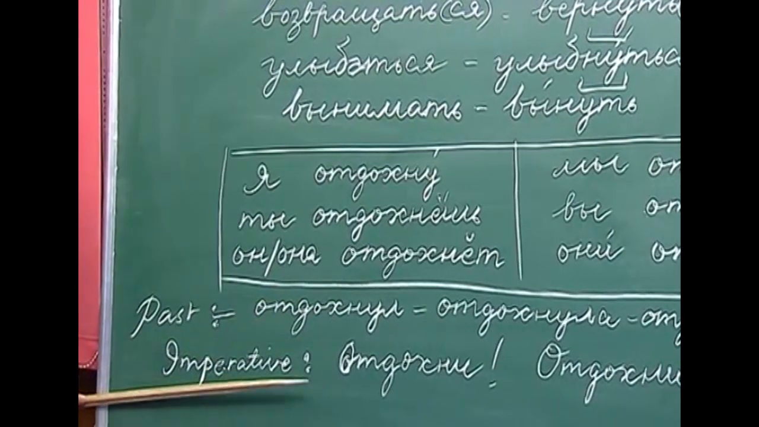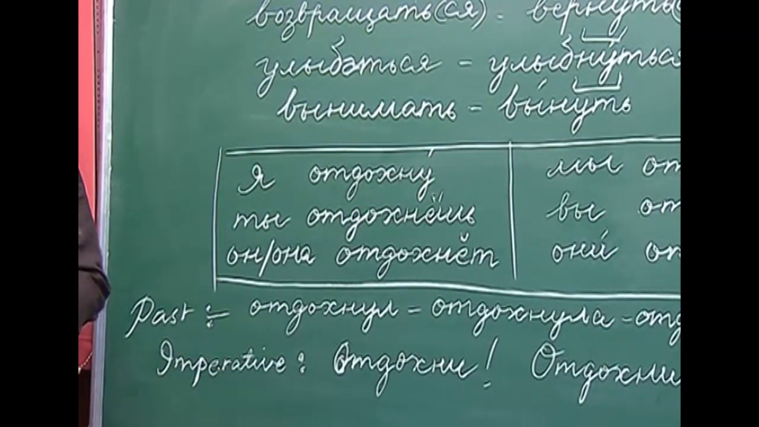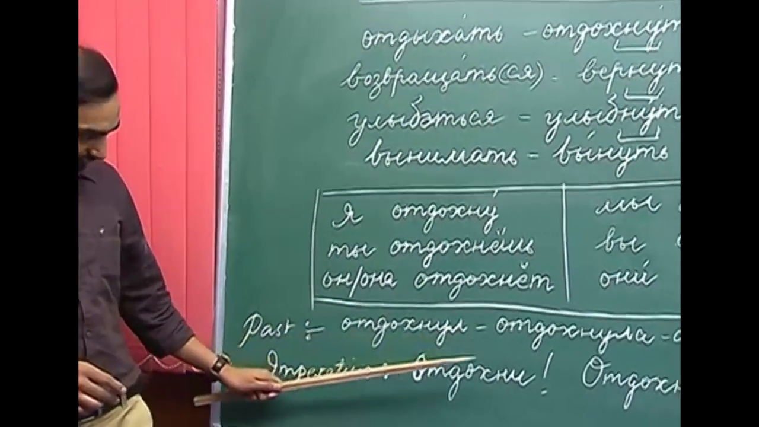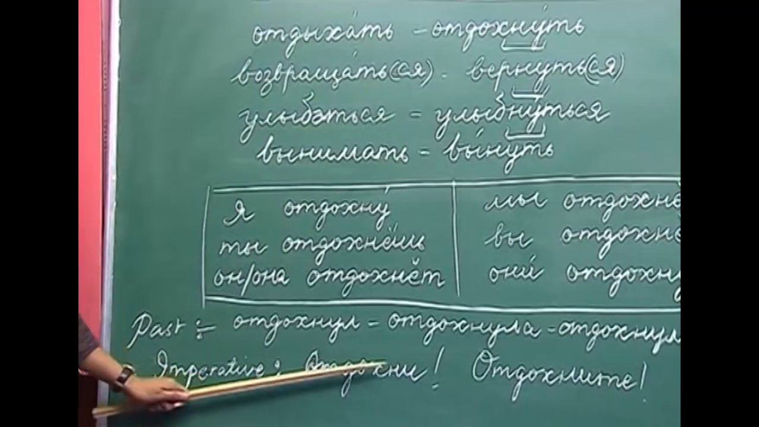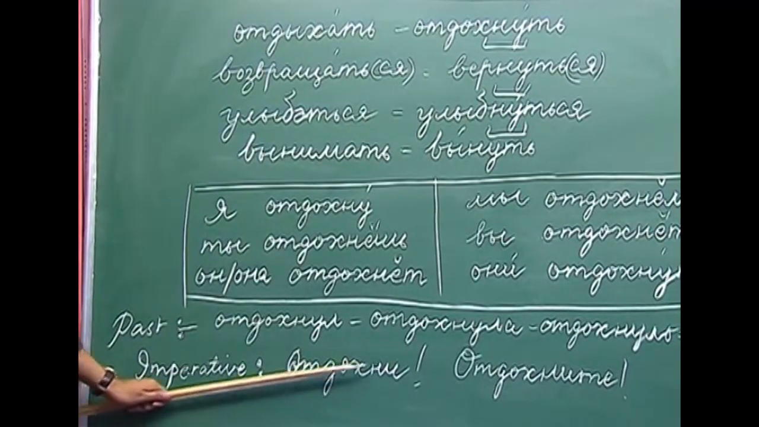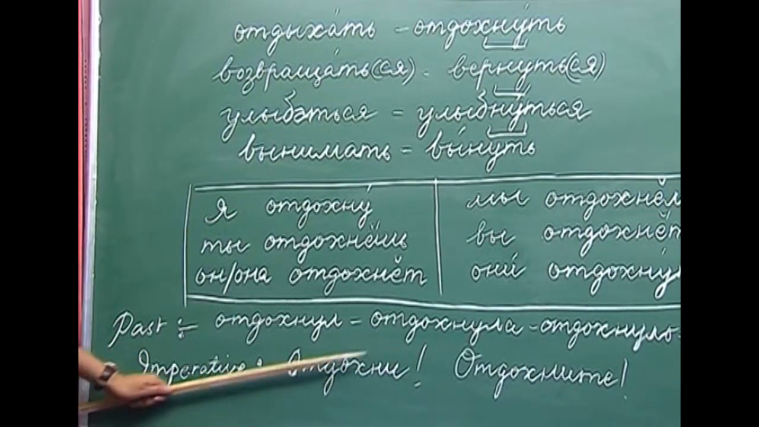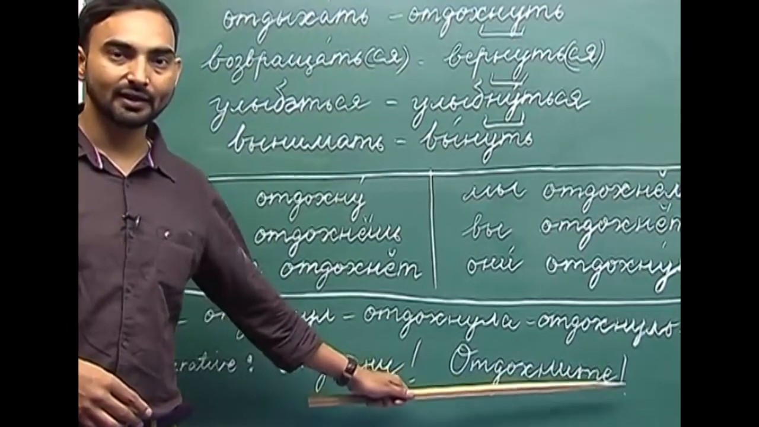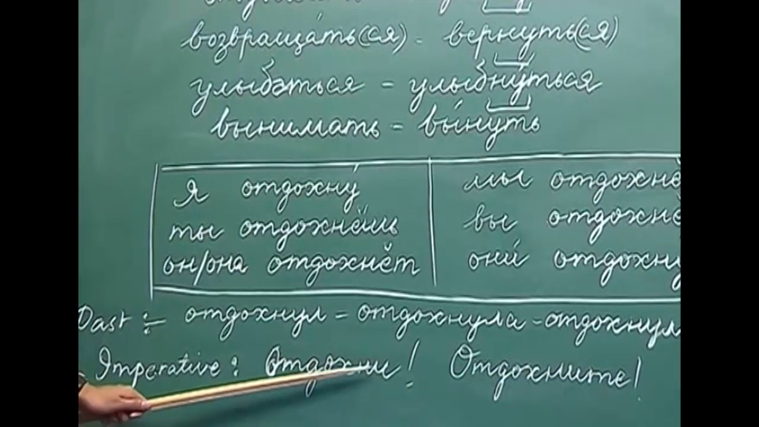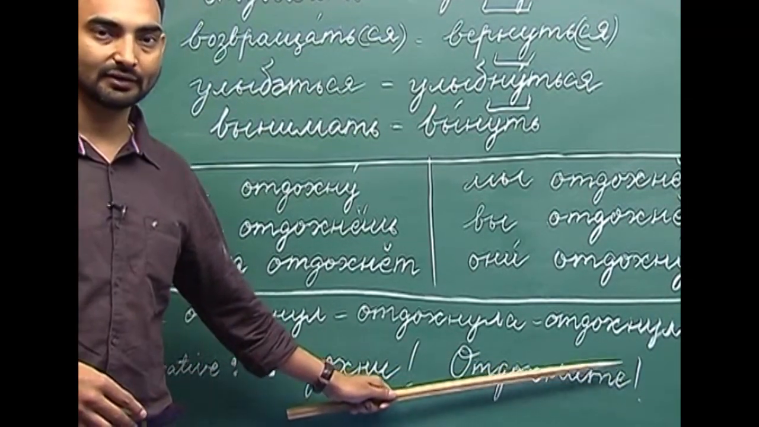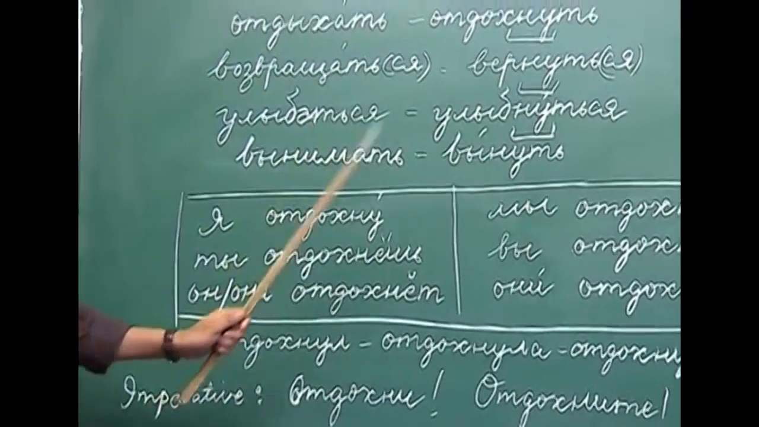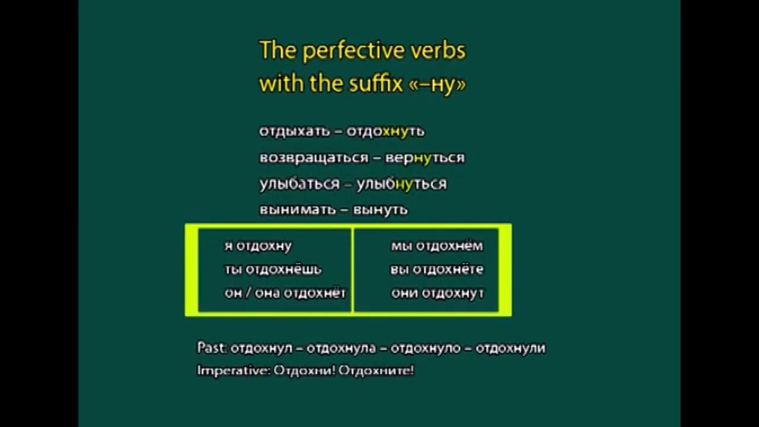So, what about the imperative forms? We have also discussed the imperative forms. So, how do we make imperative forms? Otdokhnut', otdokhni. Otdokhni is the informal, and otdokhnite is the formal. So, we are adding i and ite at the end to get its imperative forms. So, this is about the perfective aspects of the verbs with the suffix nu.